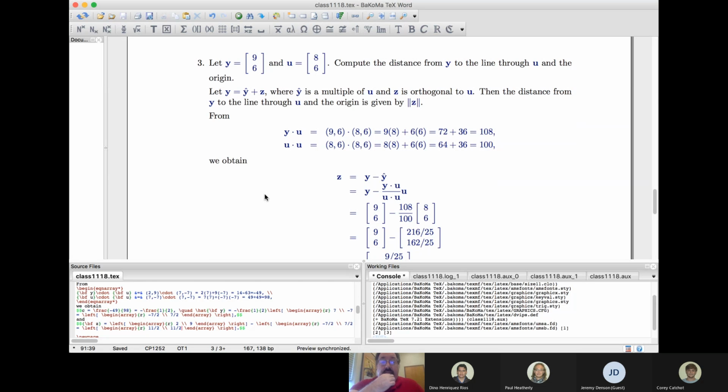Now, what was done in a previous problem is useful in this problem. Here we're given two vectors y and u, and there's a distance from y to the line through u in the origin. So what you do is you decompose y the exact same way as in the previous problem. So y has a multiple of u, z is orthogonal to u. Once you do that, then the distance that's being asked for is just the magnitude of z.